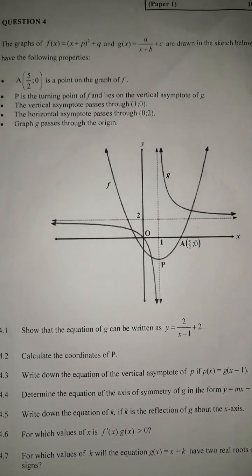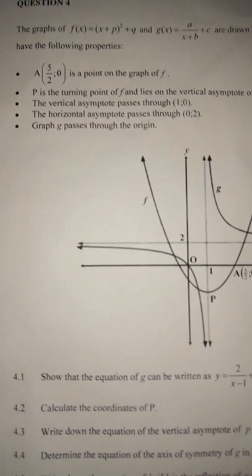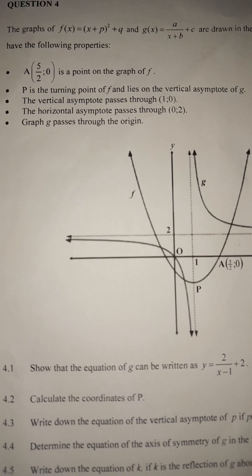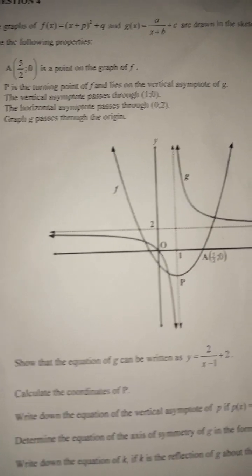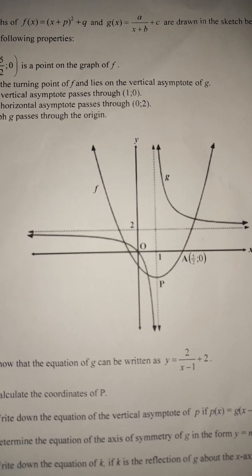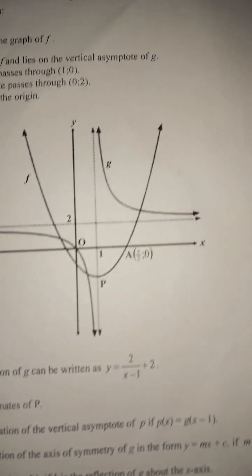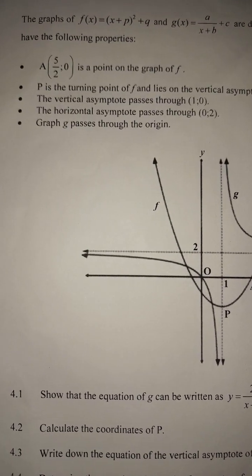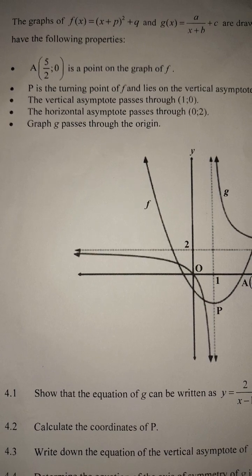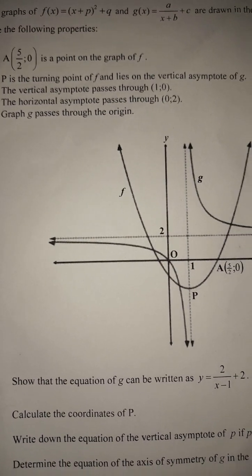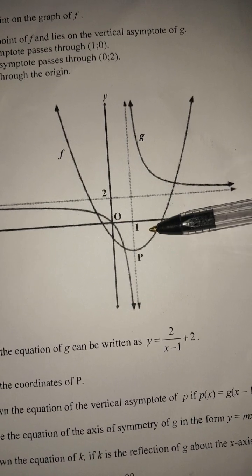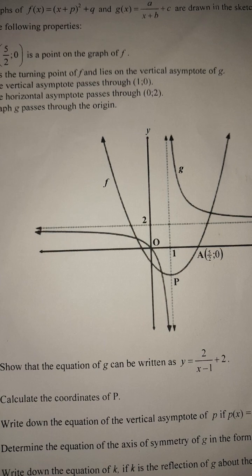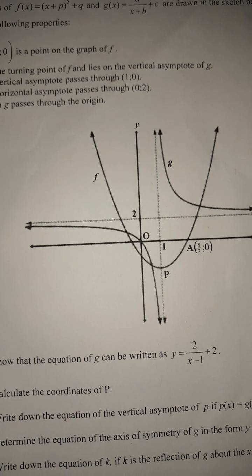So as we can see, let's read the statement. It's very important to read the statement first. So the graphs of f of x is equals to (x plus p) squared plus q, and g of x, which is equals to a all over (x plus b) plus c, are drawn in the sketch below and have the following properties. The first property is that we're given that (5 over 2; 0) is a point on the graph of f, which is specifically here. Then we have P as the turning point of f, and it lies on the vertical asymptote of g.